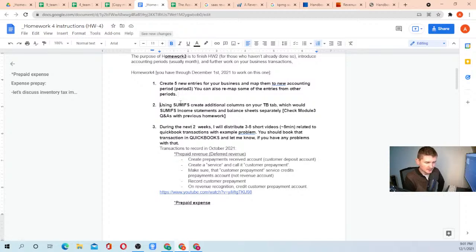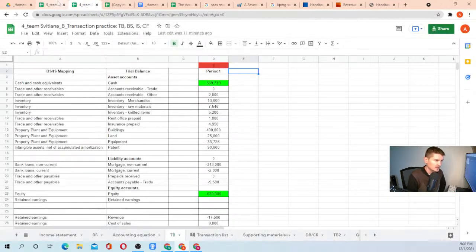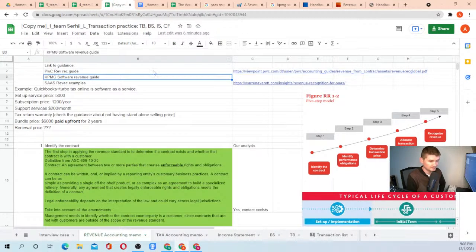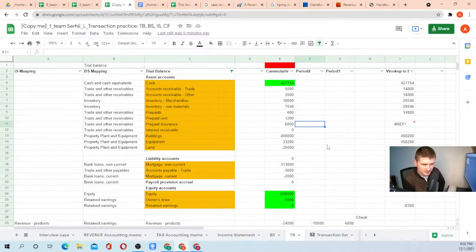Then we have a task to use SUMIFS to create additional columns on trial balance to have our balance sheets and income statements for multiple periods, so that we can distinguish periods in our trial balance sheet and income statement.